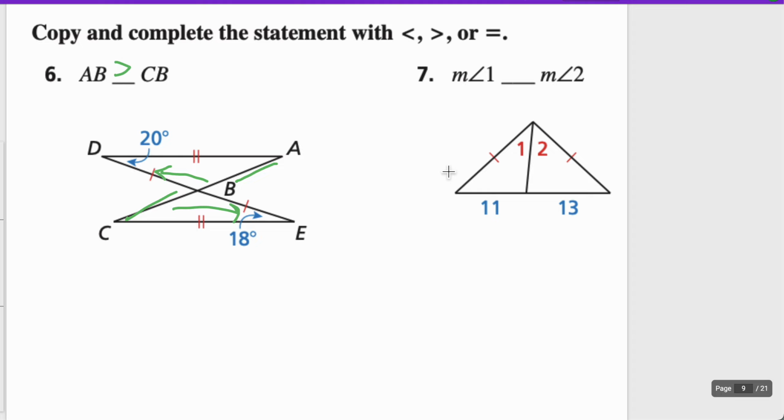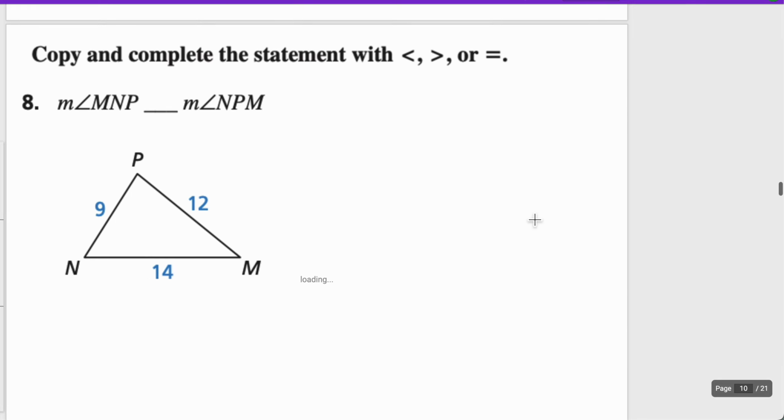Number 7, the measure of angle 1 will be less than the measure of angle 2, since angle 1 is across from 11, and since 11 is less than 13. And then picking up on number 8, the measure of angle MNP is across from 12, and NPM is across from 14, so MNP should be less than NPM.